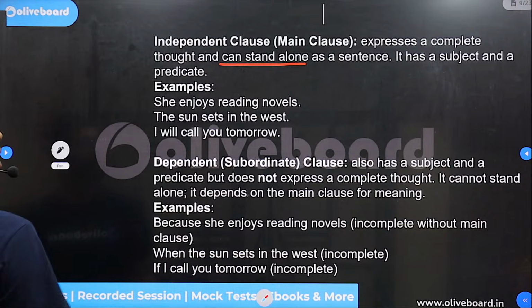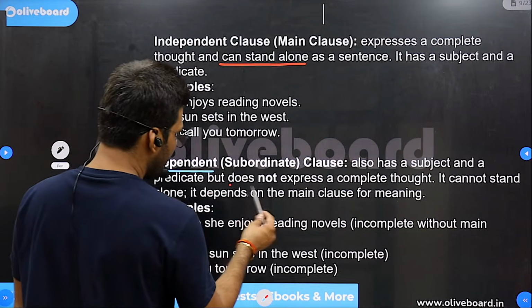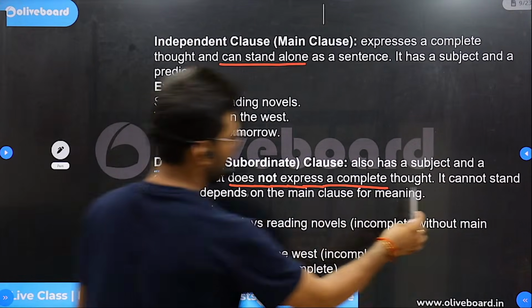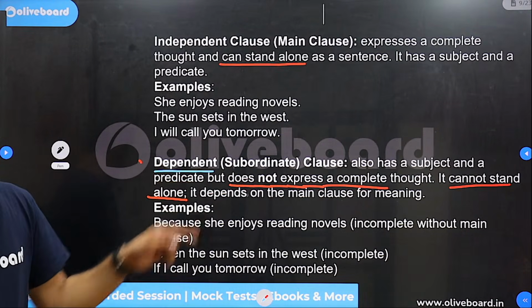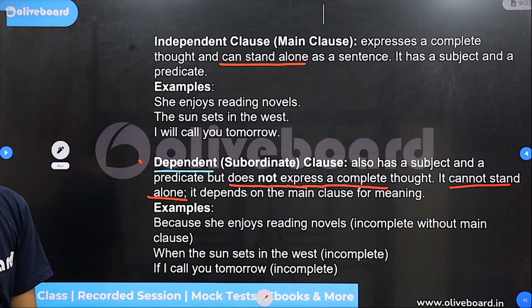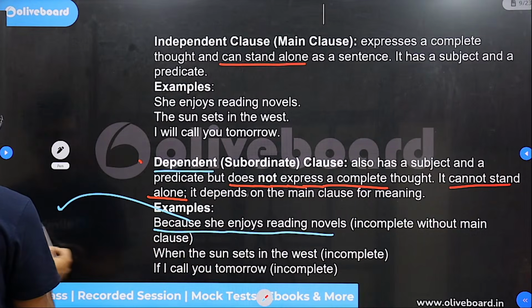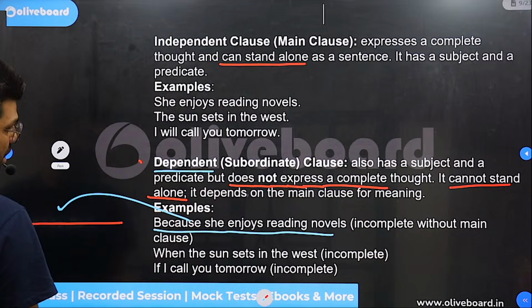Complete. But a dependent clause, sometimes called the subordinate clause also, has a subject, has a predicate, verb, but cannot stand alone because that's dependent as per the name. It depends on the main clause, the principal clause. If I say because she enjoys reading novels, you need the main clause. Because the train was late, you need the main clause. I was late because the train was late.